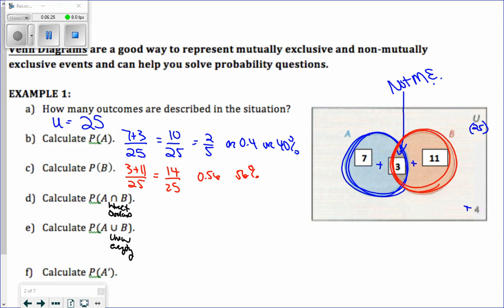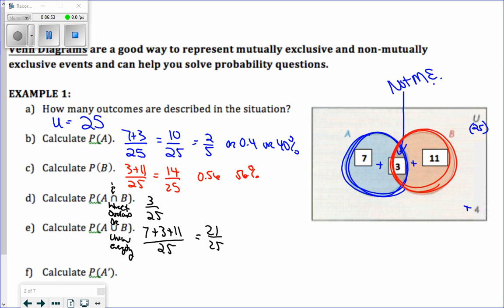So the overlap is 3 out of 25. A or B is 7 plus 3 plus 11 over 25. So or is everything. And so again, this would say and. This one is or.